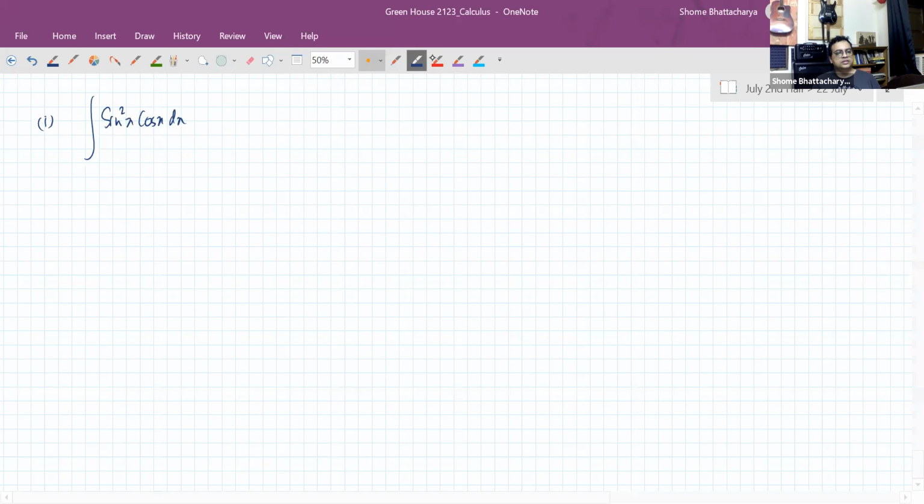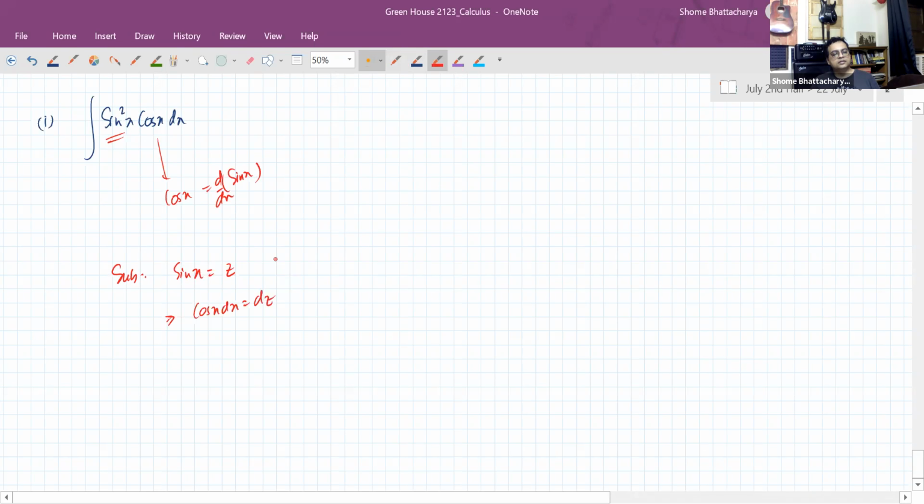So again, what you notice in this integral is that cos x is the derivative of sin x, and you have sin square x here. So it's very easy. Just substitute sin x as the dummy variable z. So cos x dx becomes dz. The integral becomes z square dz, which is z cube by 3 plus c. So that becomes sin cube x by 3. That is the antiderivative.